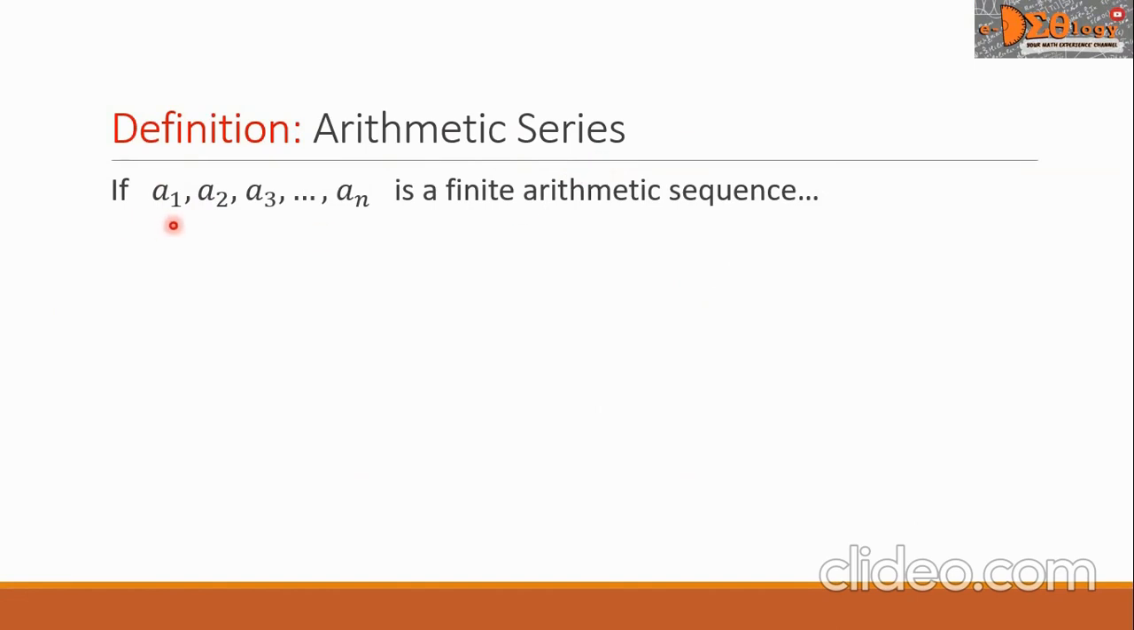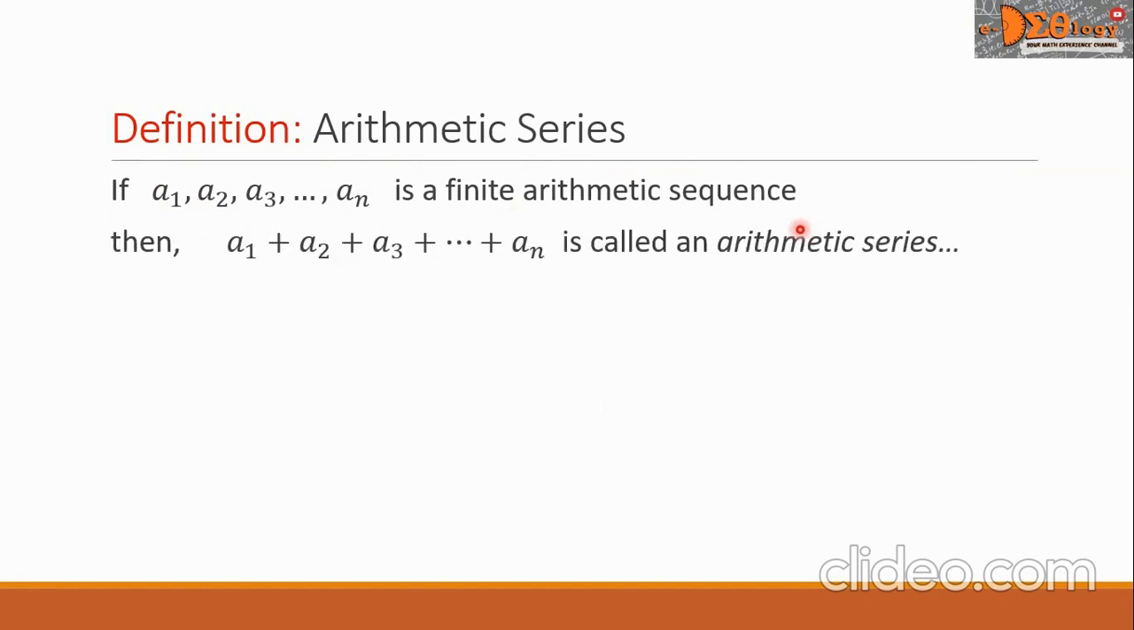If a sub 1, a sub 2, a sub 3 up to the last term a sub n is a finite arithmetic sequence, then a sub 1 plus a sub 2 plus a sub 3 plus all the terms up to the last term a sub n is called an arithmetic series and denoted by S sub n. This is the general form of arithmetic series.